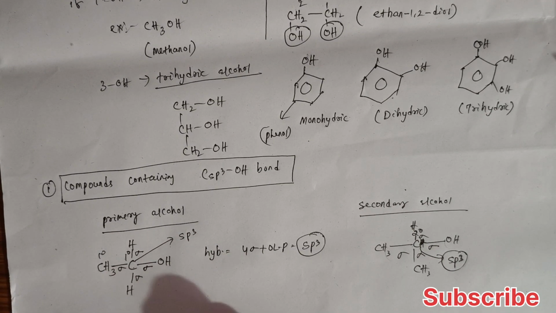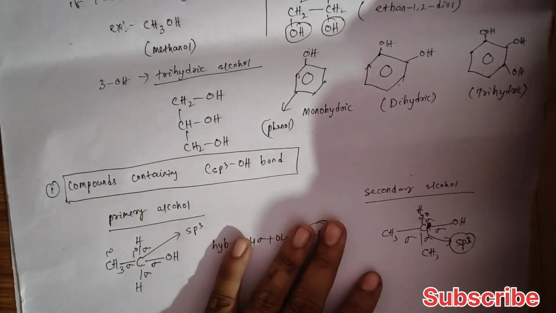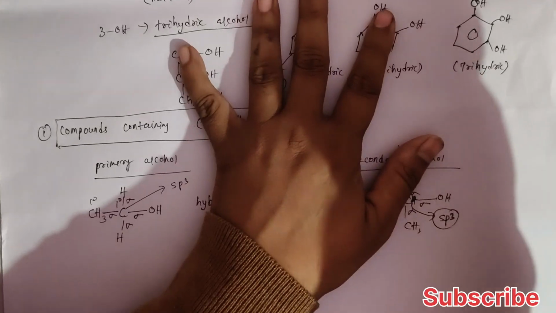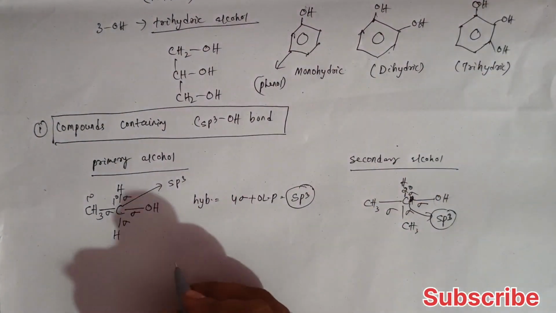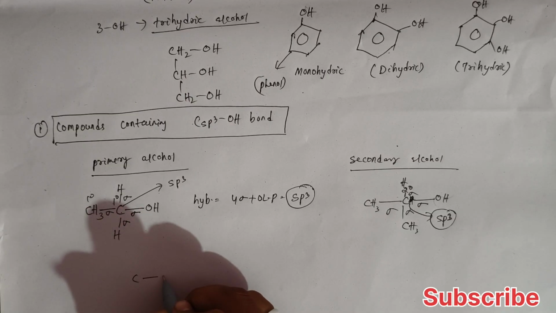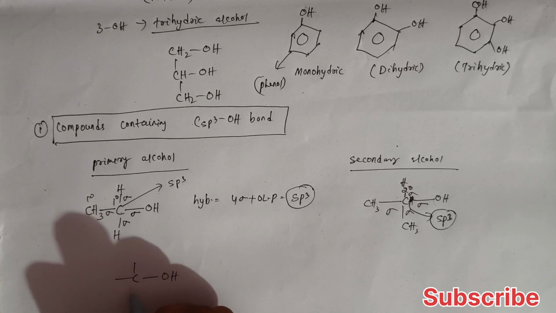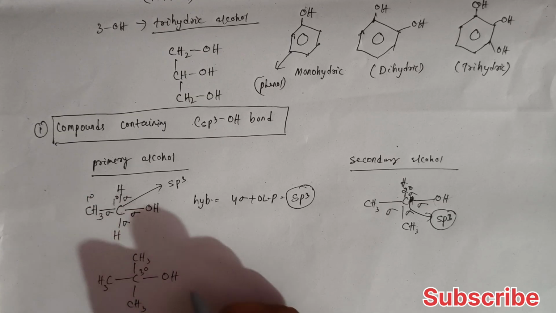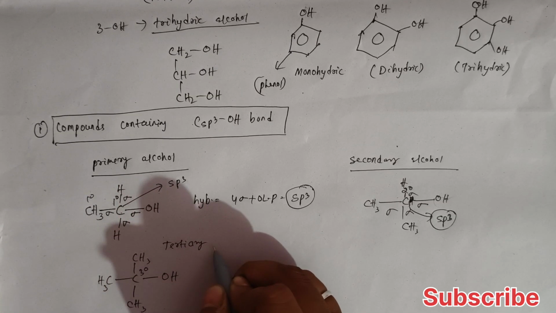Tertiary alcohol. What is tertiary alcohol? Tertiary alcohol means our carbon atom connects to that carbon atom which connects to one OH group, and that carbon atom connects to 3 carbon atoms again. Then that carbon atom is called a tertiary carbon atom. So this is called tertiary alcohol.